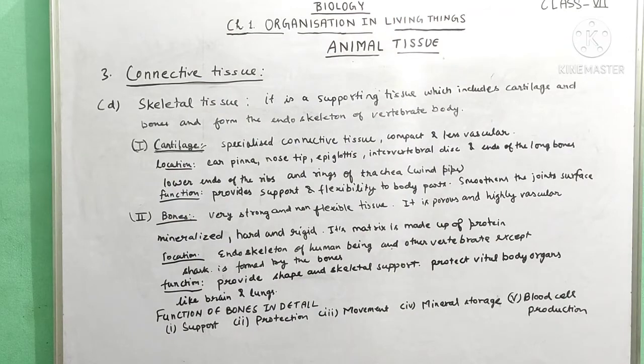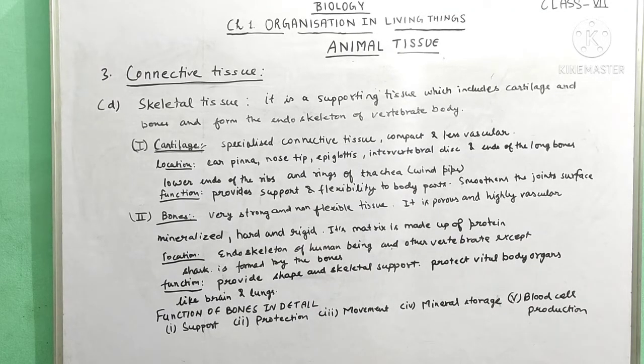The fourth kind of connective tissue is skeletal tissue. It is a supporting tissue which includes cartilage and bones. The skeletal tissue forms the endoskeleton of the vertebrate body. Okay, first we will talk about the cartilage. These are specialized connective tissues, are compact and less vascular.